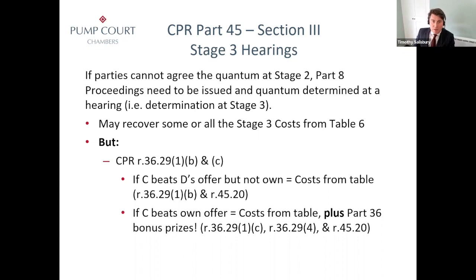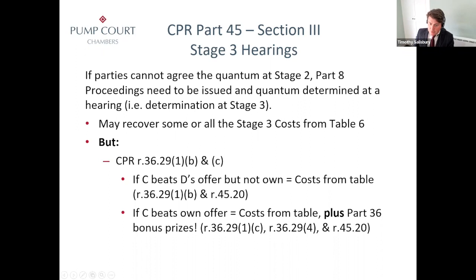It's worth noting, though, that the stage 3 hearings have their own operation of the Part 36 procedure. In essence, as you can see from the bullet points at the bottom of this slide, if the claimant beats the defendant's offer, but not its own, then it can recover costs from the table. If the claimant beats its own offer, then it gets the costs from the table, plus, as I've described them, the Part 36 bonus prizes.